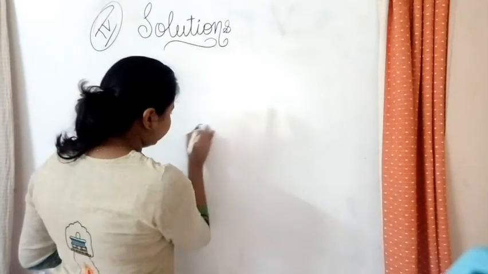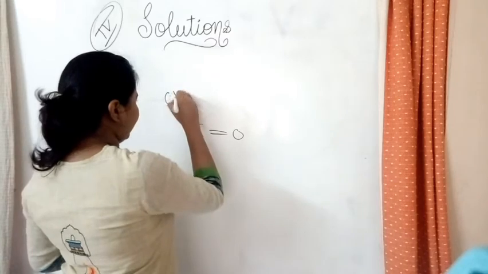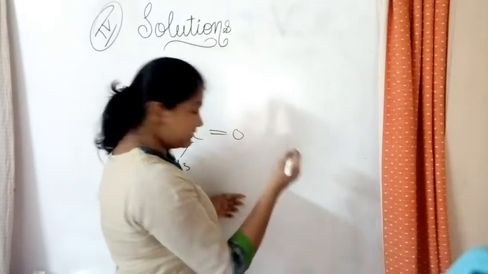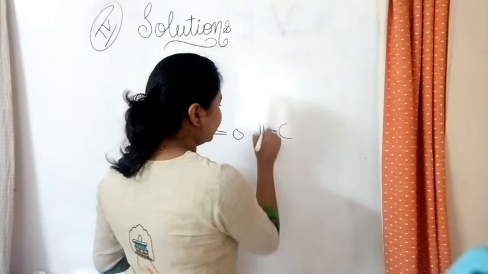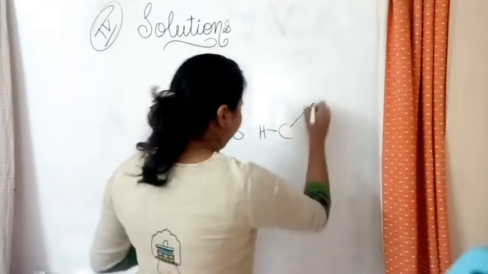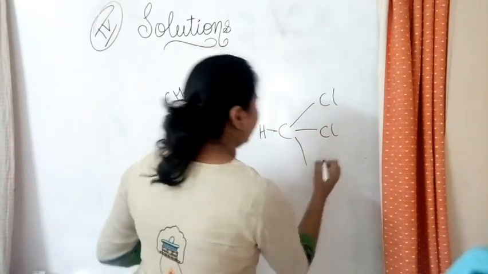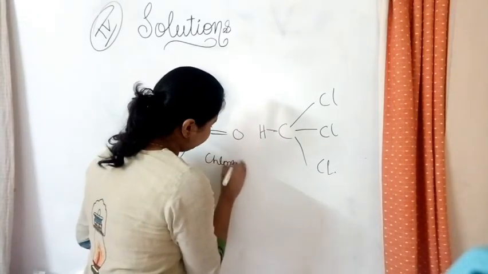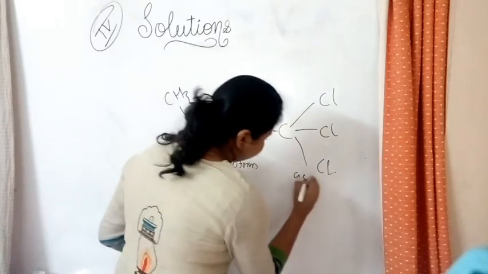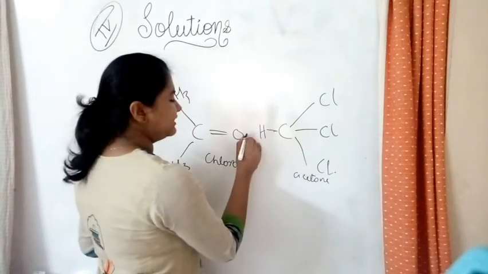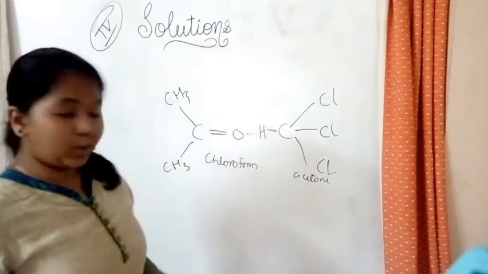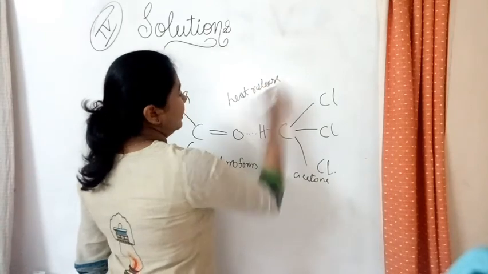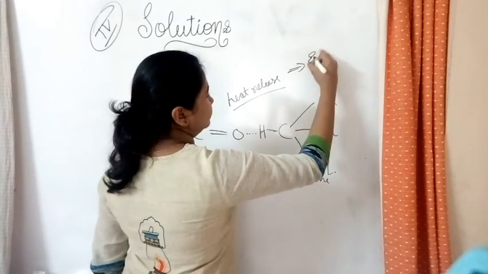So let's take C double bond O, CH3, CH3. That is our acetone. And what else? We have to draw chloroform also. So chloroform is hydrogen, carbon and 3 chlorine. Okay, so this is chloroform. This is acetone. So what would happen? There is a bond formation. Due to this bond formation, there is heat release. Therefore, it is exothermic.